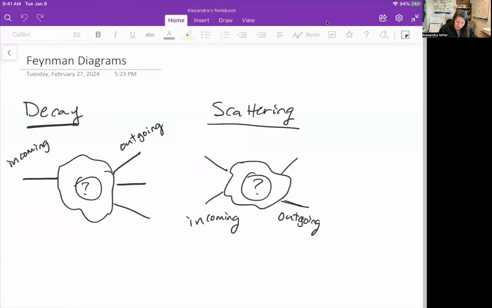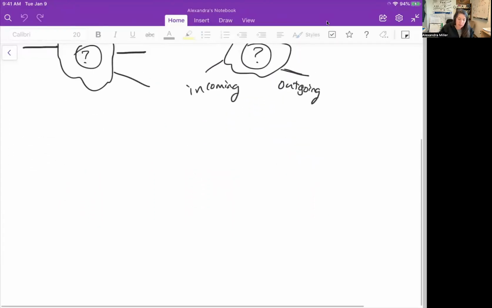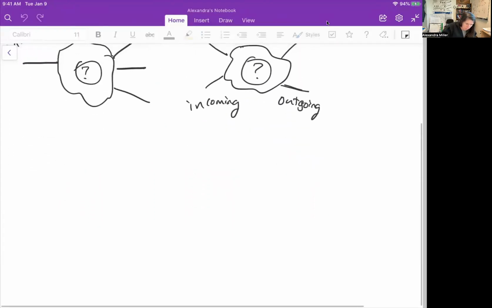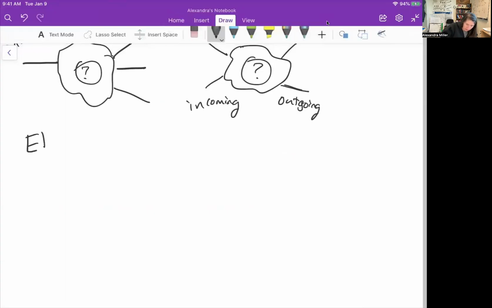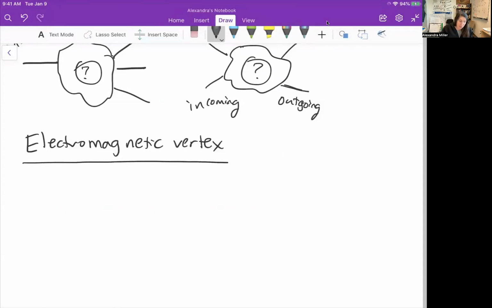Okay, so to make this a little more tangible, let's start to think about our fundamental vertices. So the first is the electromagnetic vertex. For the electromagnetic vertex, our particle, which propagates the electromagnetic force, is the photon. So this little gamma is representing a photon. And what we could have is a charged particle coming in, interacting with the photon, and then another charged particle coming out.